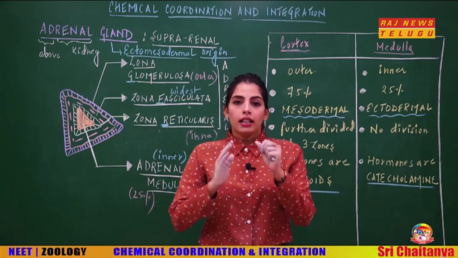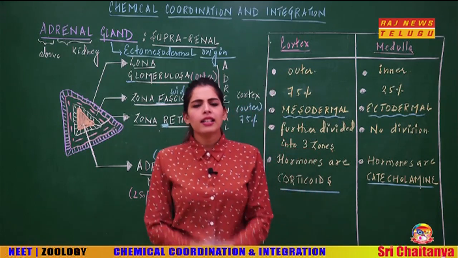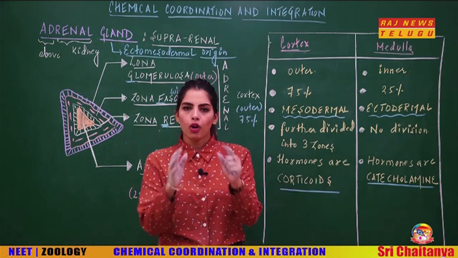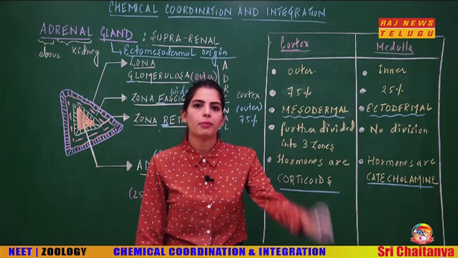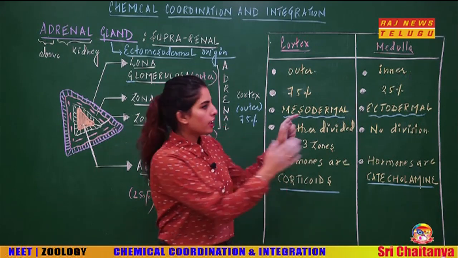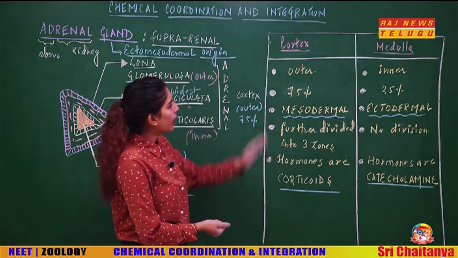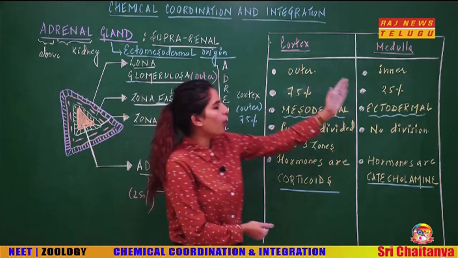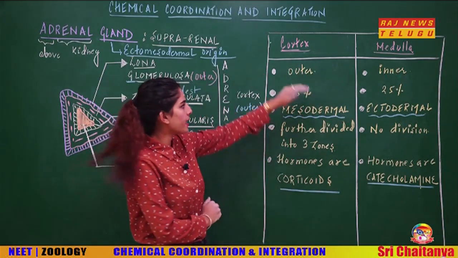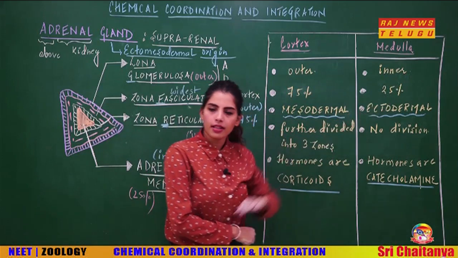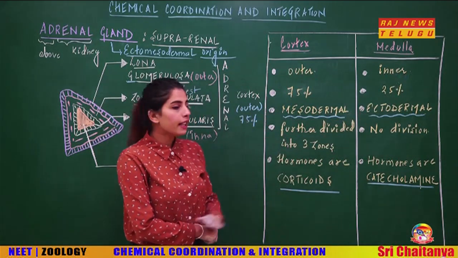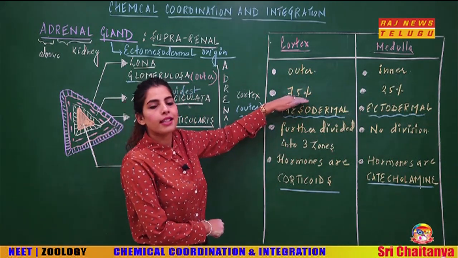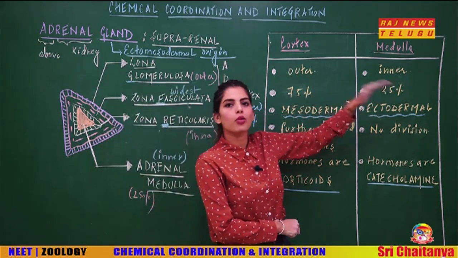Now students, let us look at some of the differences between the cortex and medulla, focusing on this part. Looking at the cortex on this side and the medulla on this side, we have already discussed that this is the outer part and that is the inner part. We have already seen that the cortex is the maximum part, 75%, and this is only 25%.